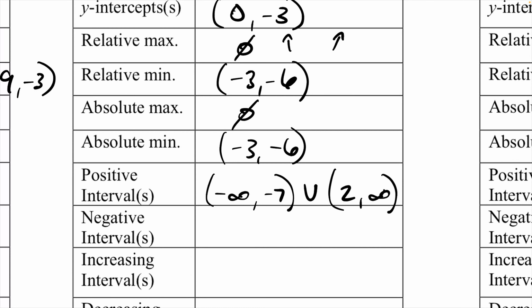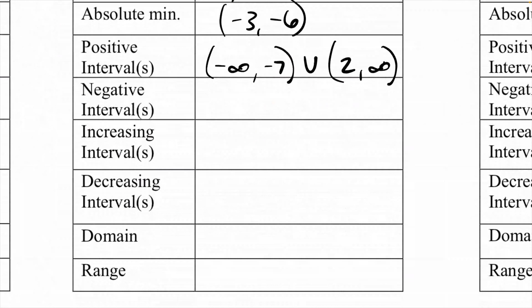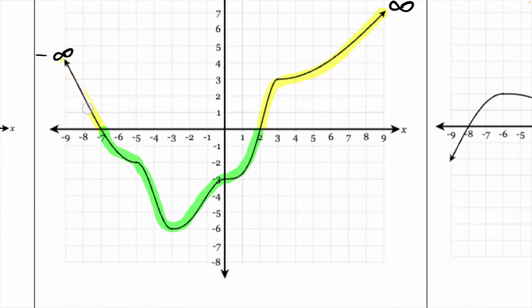How many times was it below the x-axis? How many green things did I have? Just one, right? When did it go below? Negative 7. When did it go above? Again, 2. So negative 7 to 2. There's only one. It didn't go below again. Uphill, downhill. When does my pencil go uphill? When does my pencil go downhill? Let's see.